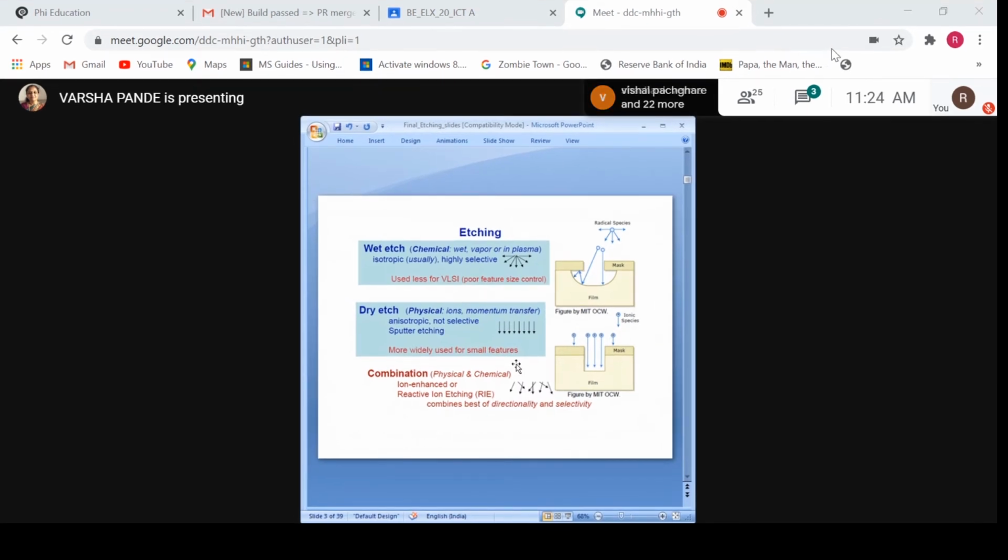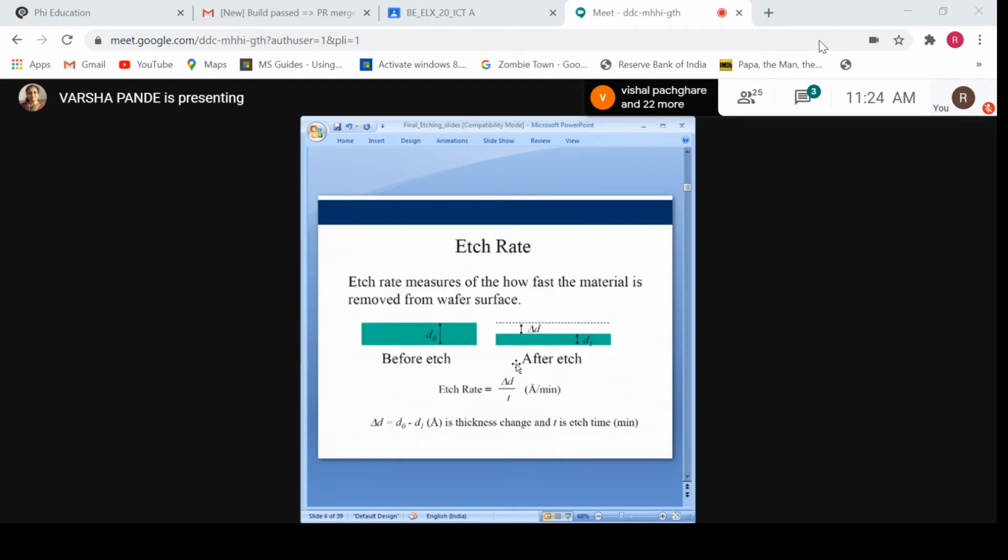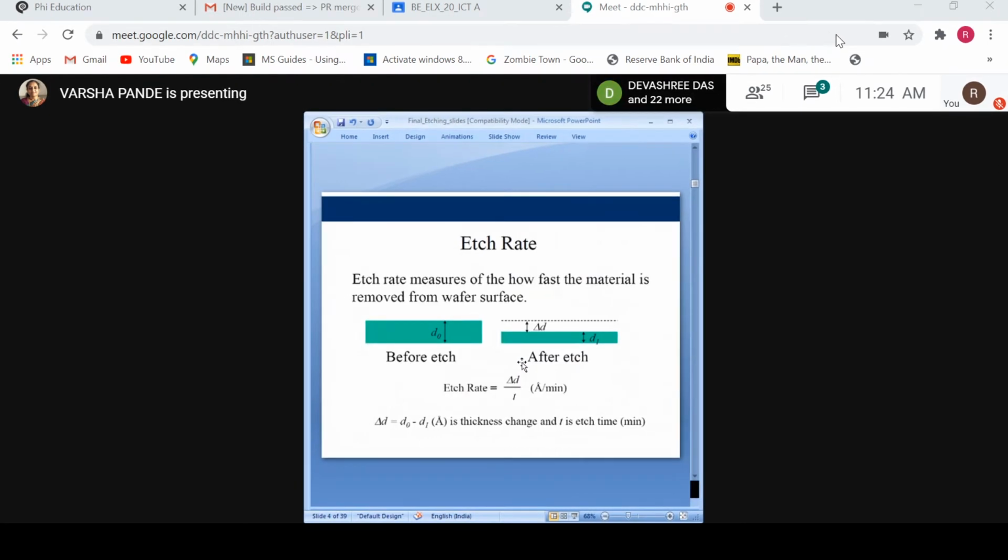Isotropic or directionality, and another is the selectivity. Then we will see what is the directionality and what is selectivity. Then again we will see what is wet etching and what is dry etching, and what are the wet etching and dry etching characteristics. Now first we will see etch rate.